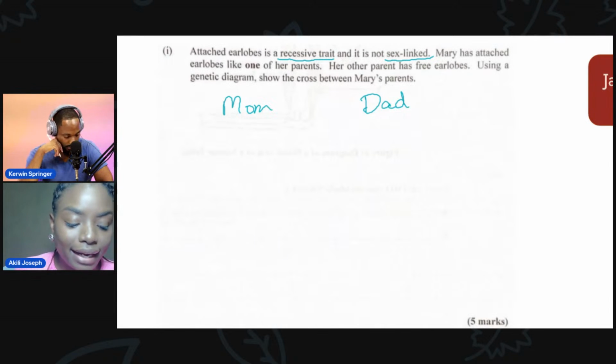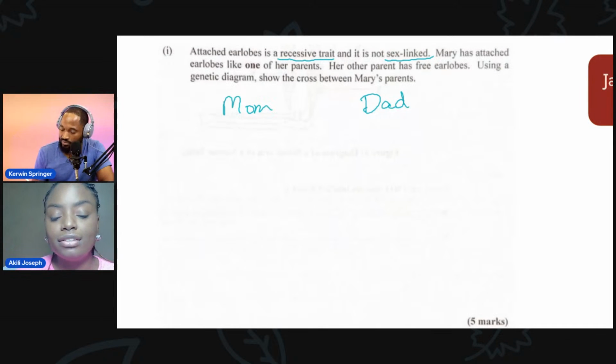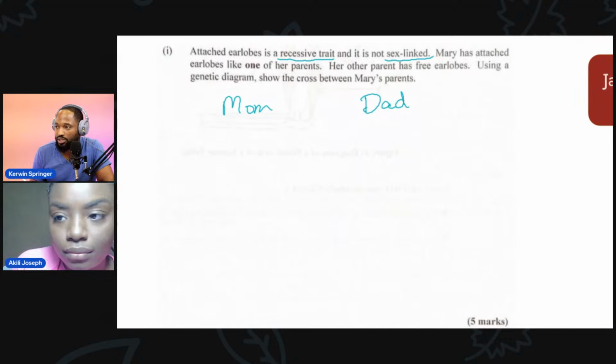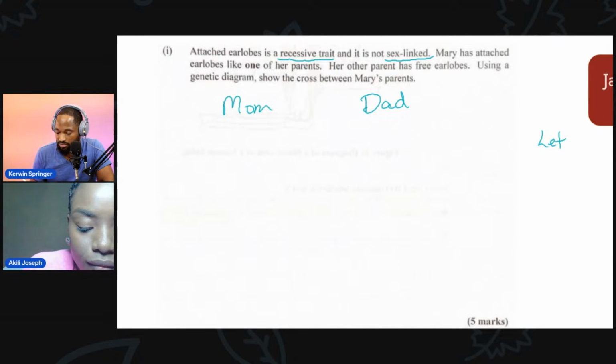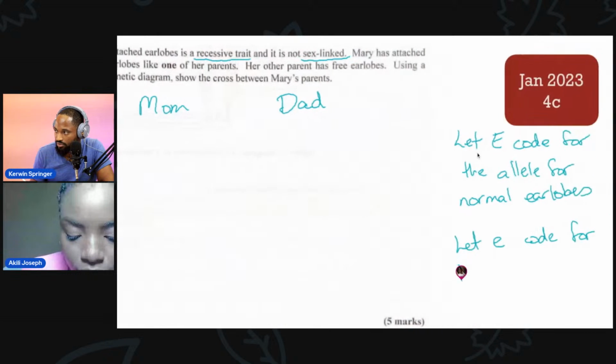One thing that they want in these questions is, when they don't tell you how to code the alleles, you have to tell them what you do, so that they're not assuming. Would the examiner probably assume if you don't do it? Maybe, but just for proper form, you define your alleles, right? So somewhere to the side, you will say, let big E code for the free earlobes, and let small e code for the attached earlobes.